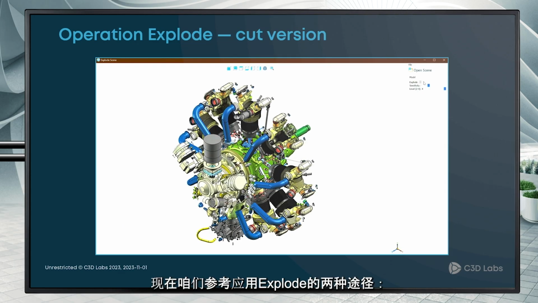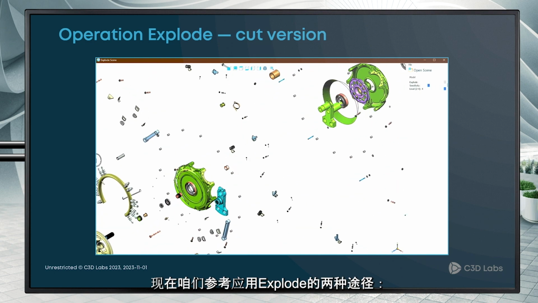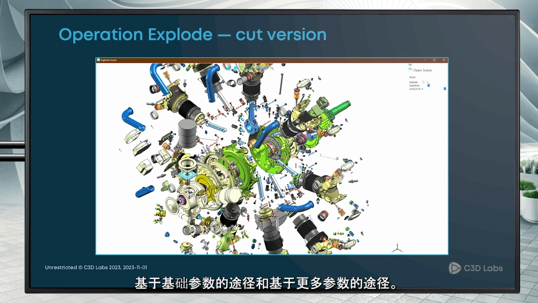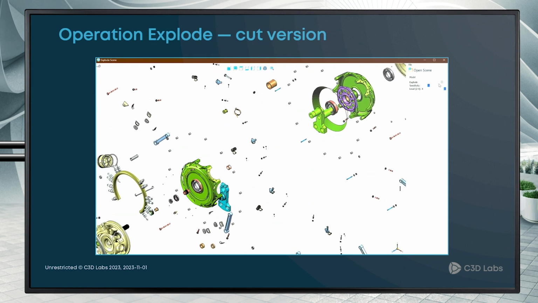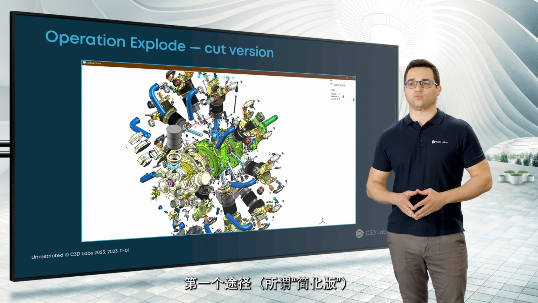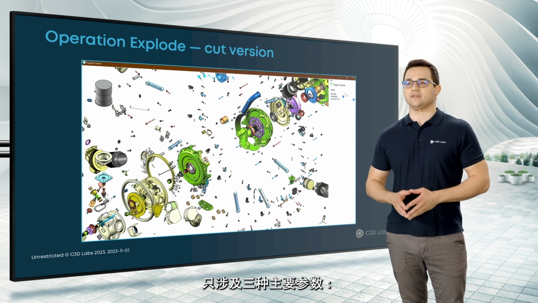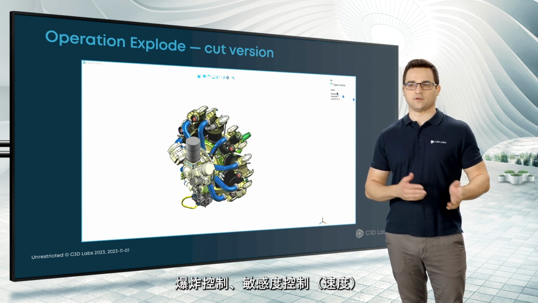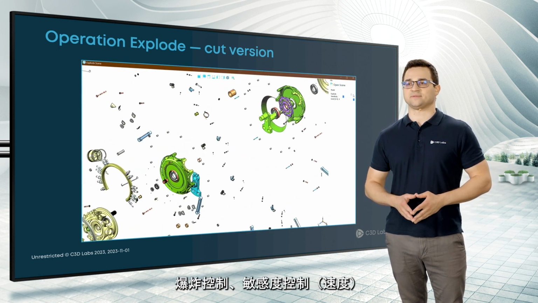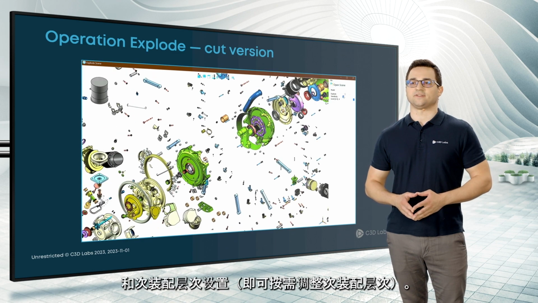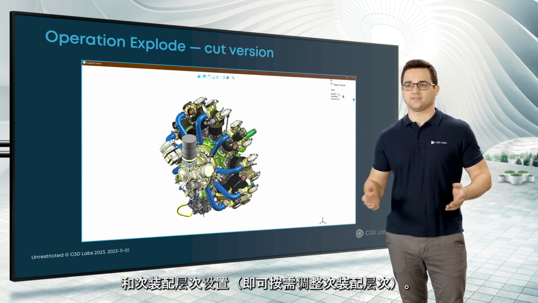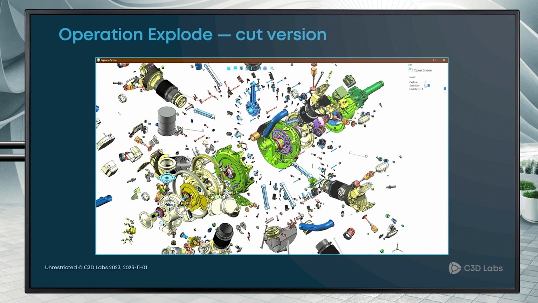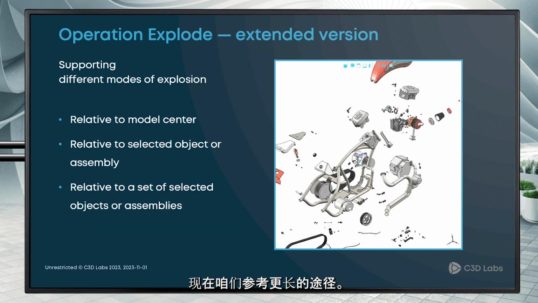Now let's take a look at two versions of how to use the Explode operation: a cut one with basic parameters and an extended one with even more parameters. So you can see the first version, a cut one, where there are only three main parameters: Explode control, sensitivity control, velocity, and setting of subassembly levels. It means if it is necessary to expand the level of subassemblies, in this version the explosion goes relative only to the model center.